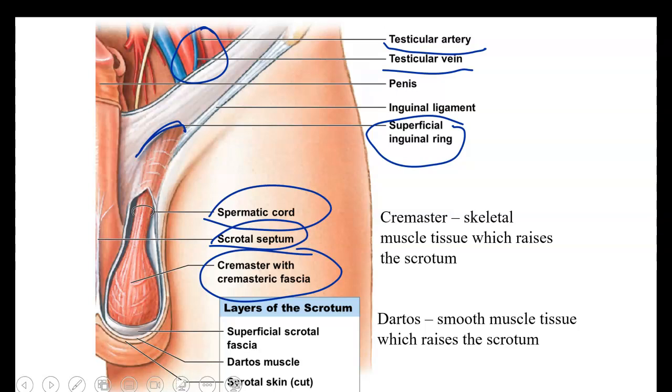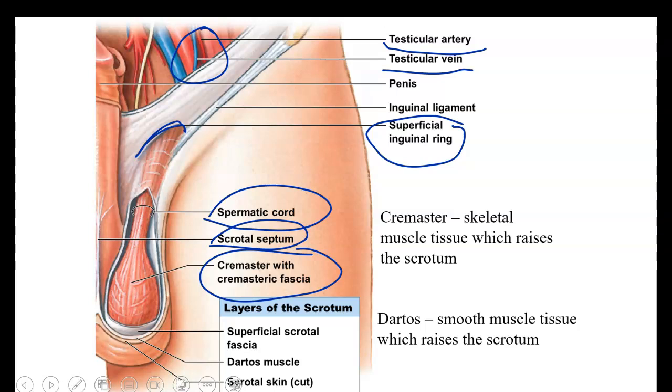Now, if it's hot, then they will relax and release the testes and try to get them far away from the body in order to keep it cool, because the temperature can also be too hot, and it could hinder sperm production.